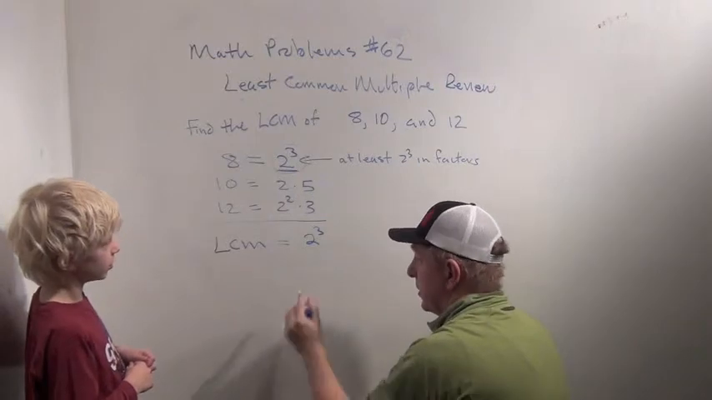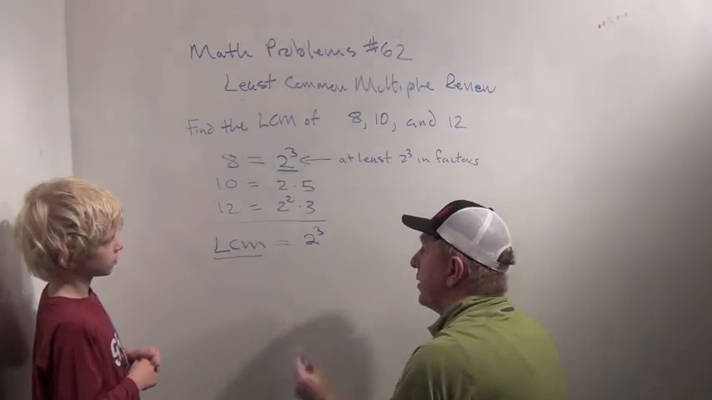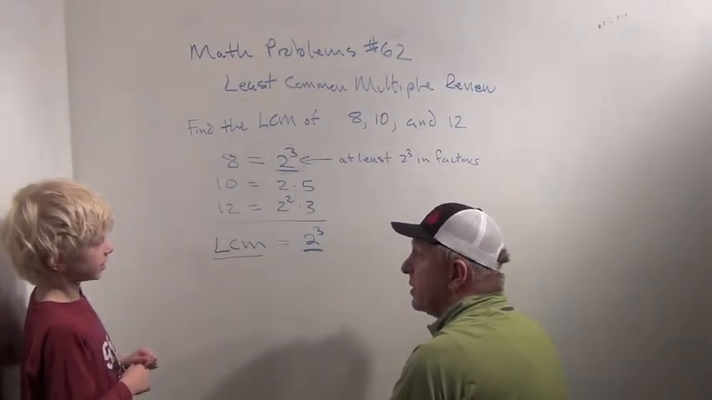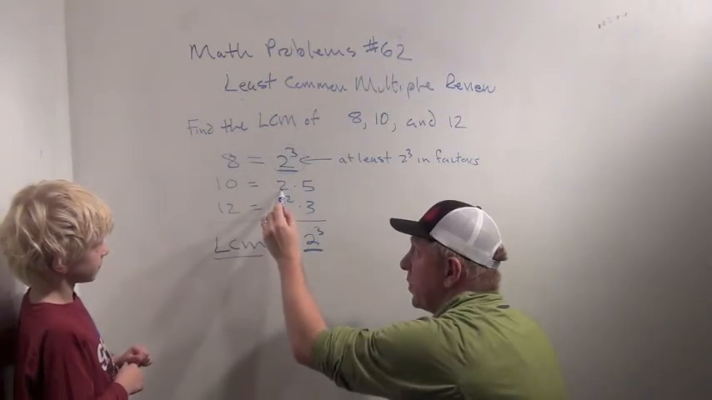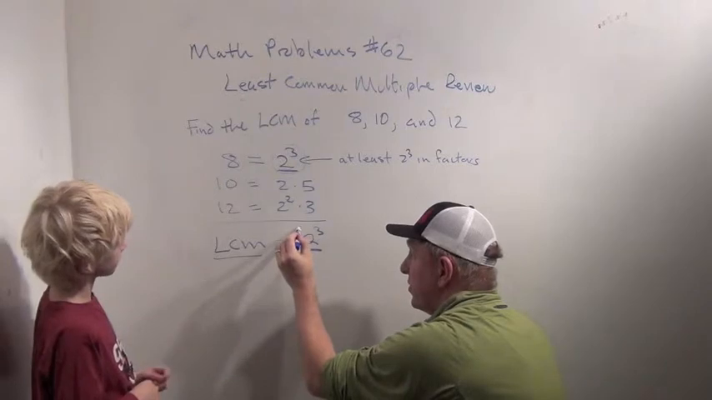At least 1 2. Okay. So when we're writing down our least common multiple and we pick the highest prime power, how many 2's do I have? You have 3. Is that enough? Yeah, that's enough to be divisible by 10, because I only need 1 2. Yep, and for 12 I need 2 2's. So I'm okay with the 2's.